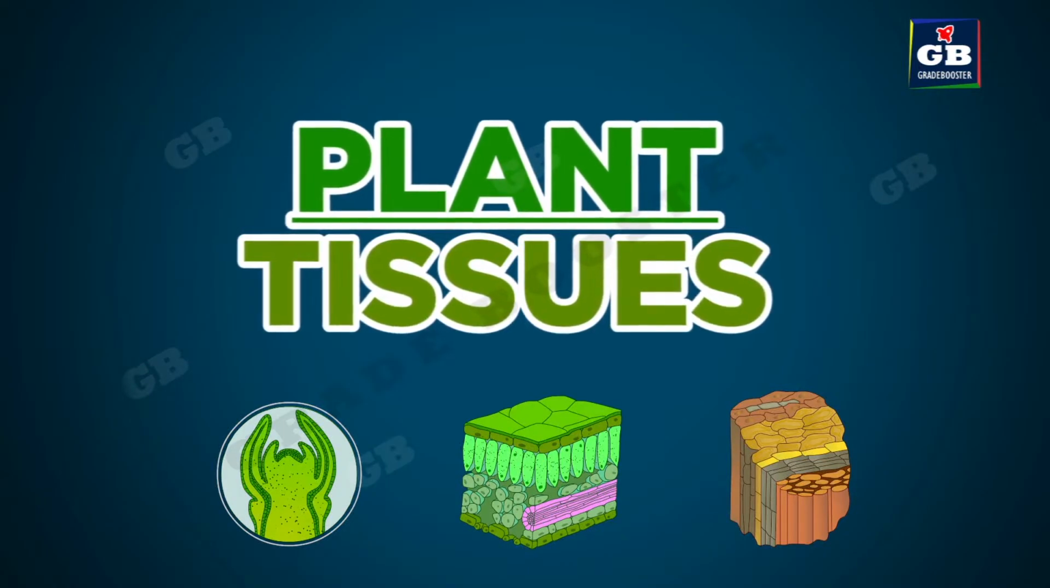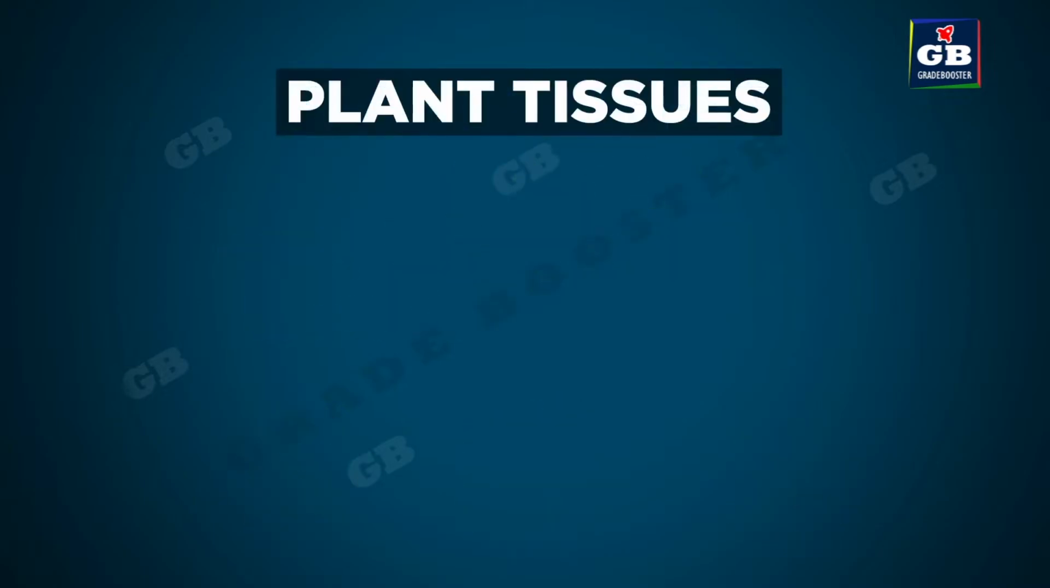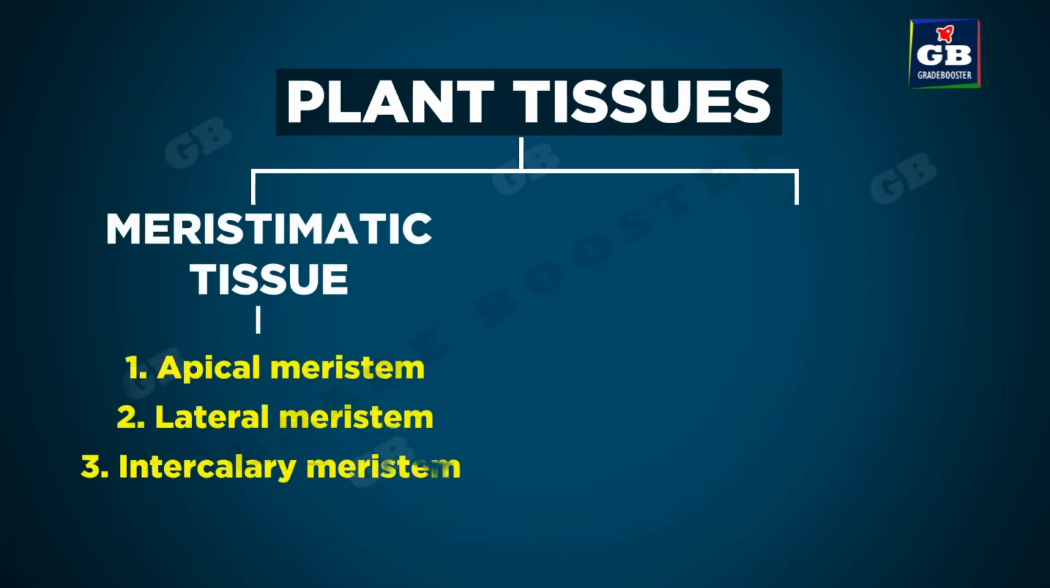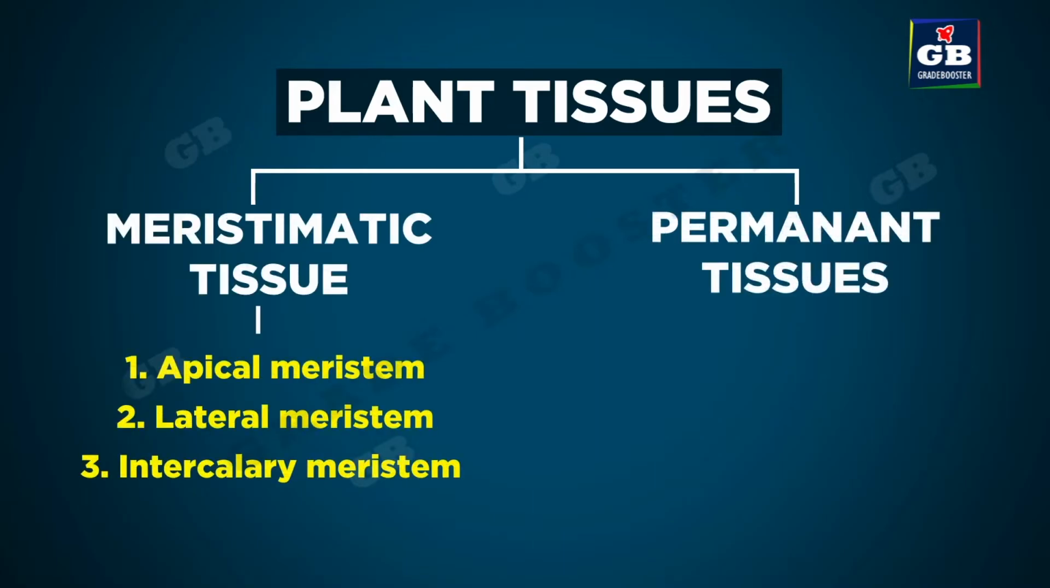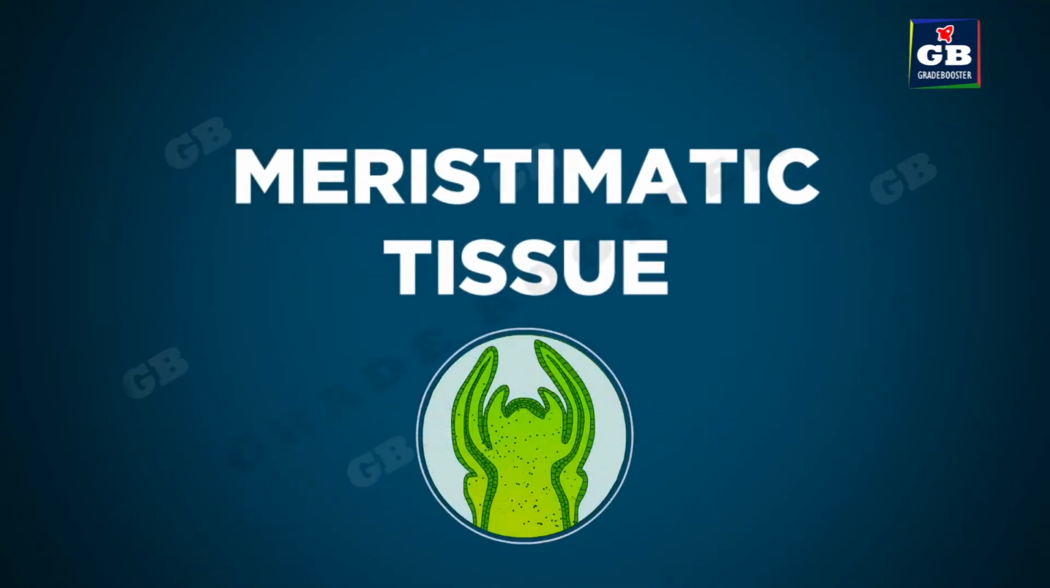Plant tissues. In this video, we will learn about plant tissues. Plant tissues are mainly divided into two groups. The first one is meristematic tissue and the second one is permanent tissue. First, let us learn about meristematic tissue.